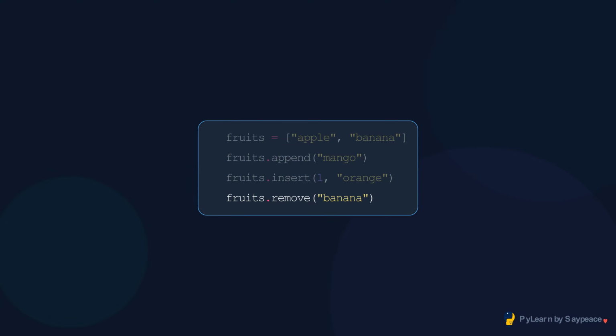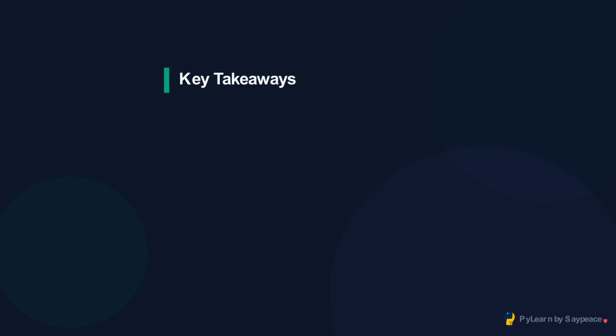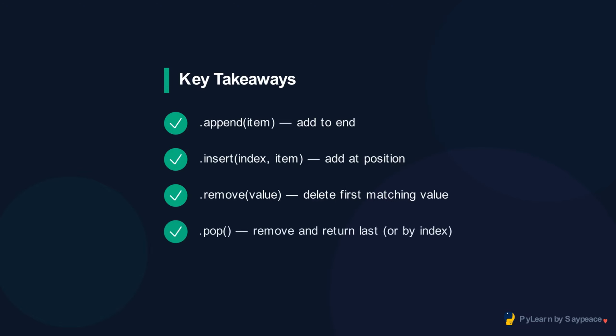Pop removes and returns the last item. Pass an index to pop a specific position. These 4 methods cover most list modification needs. Combine them with loops and you can build complex data processing logic.